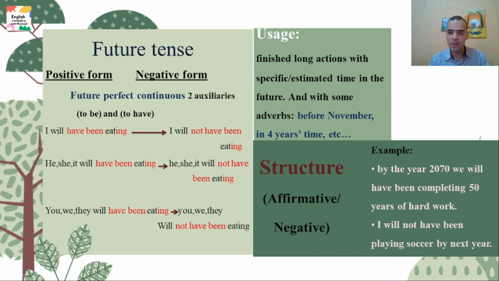The second, I will not have been playing soccer by next year. Playing is in the continuous form. It's a long action, an active verb. That's why we use it in the ing form. So I will not have been playing soccer by next year. That means that I will not be playing at that time next year. That is the time. So I already know it's a long action that is finished, and I know already that next year I will not be able to play soccer.